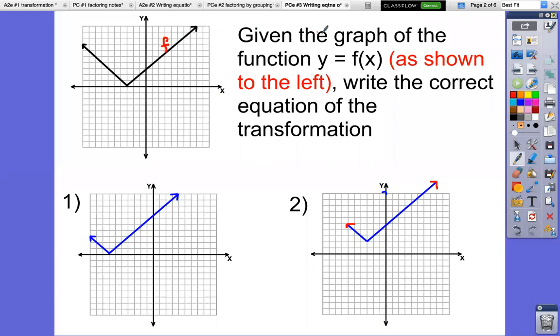Given the graph of the function y equals f of x, this is my function. Write the correct equation of the transformation. We're talking about generalities here and what's going on. Don't make this more difficult than it is.